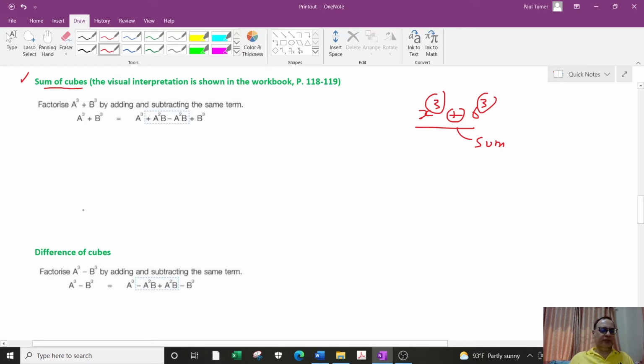And in the second rule, we have difference of cubes. So in that case, this will be just negative. Okay, that would be difference of cubes.